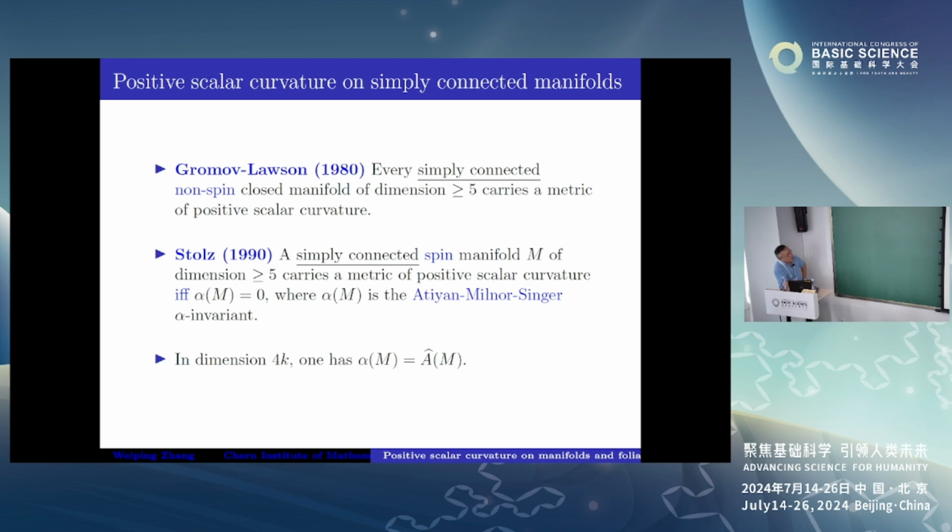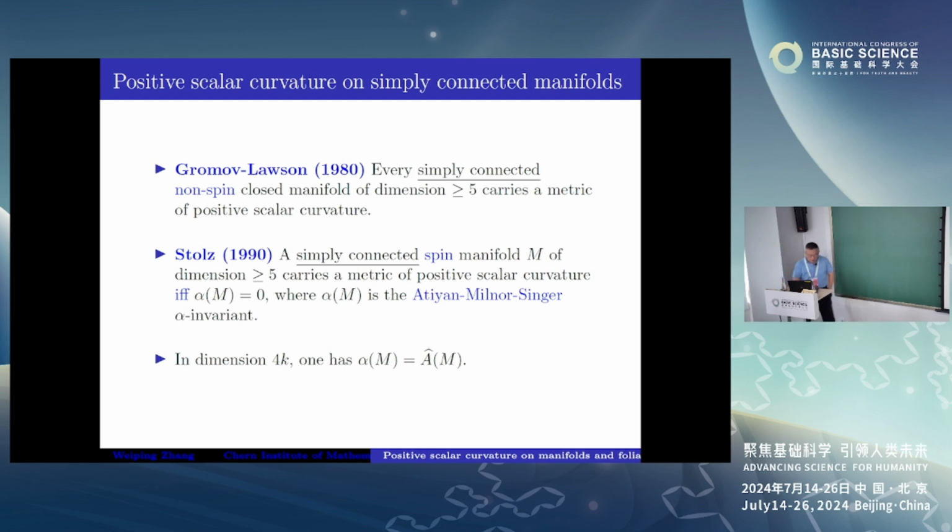So the consequence is that this question, whether a manifold carries a metric of positive scalar curvature, has a satisfying answer for a simply connected manifold of dimension larger than or equal to 5. If it is non-spin, then Gromov-Lawson says there always exists such a metric. And if it is spin, then Stolz gives the equivalence condition. In dimension 4k, it means that this A-hat genus gives a sufficient and necessary condition. So this is for simply connected manifolds.